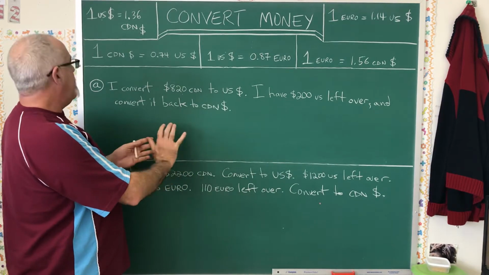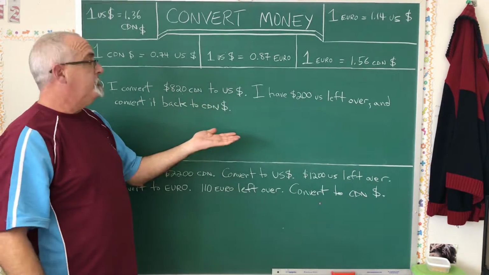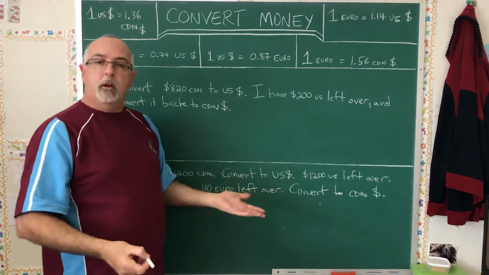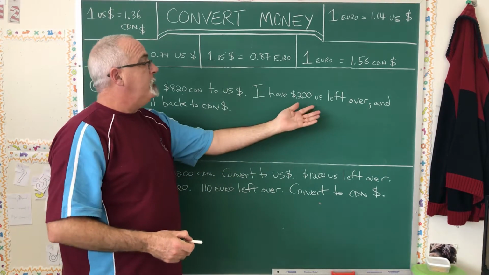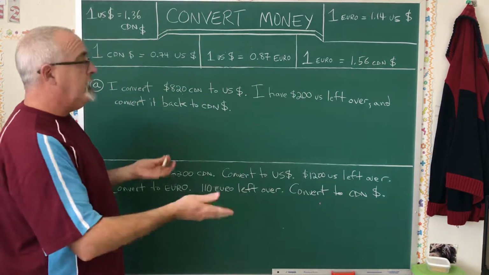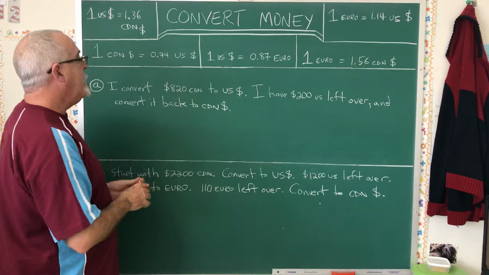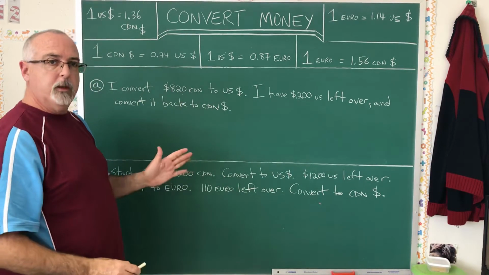Looking only at question A, I convert 820 Canadian to US dollars. Then, apparently I'm on a trip to the US, and at the end of the trip I have 200 US left over, and I want to convert it back to Canadian. This is really 2 different questions in one. So we only look at converting 820 Canadian to US to start with.